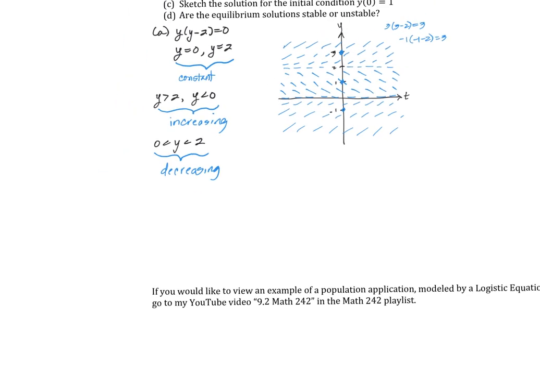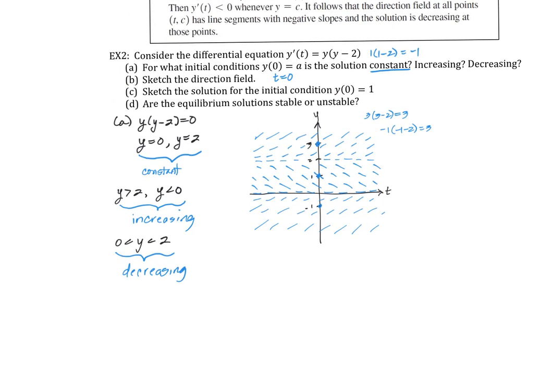What else were we supposed to find? Okay, so we did A, and we did part B. We sketched our direction field. Now we need to sketch the solution for the initial condition y of 0 is equal to 1. So that just means I have a t value of 0 and a y value of 1. And I'll do that in red so it's easier to see. All I have to do is just follow and follow. All right, so that would be my part C.